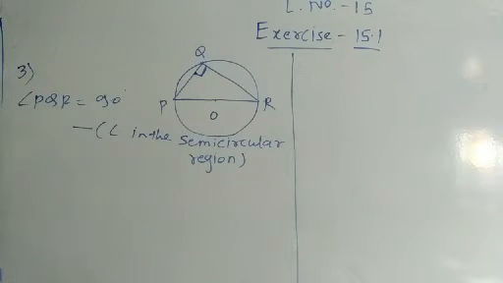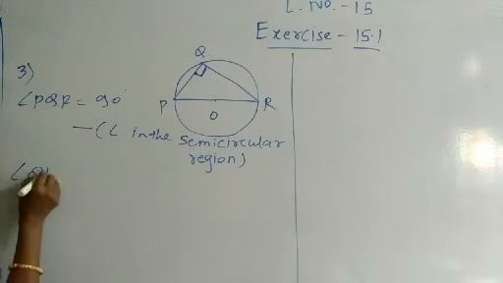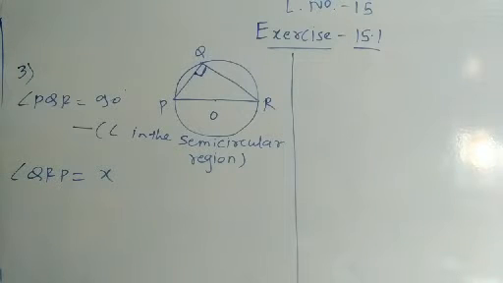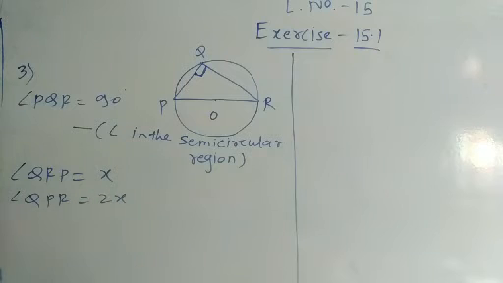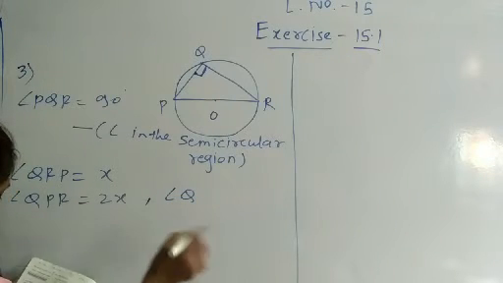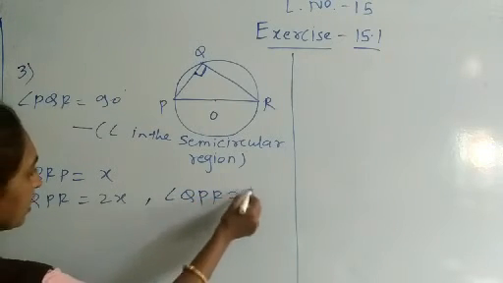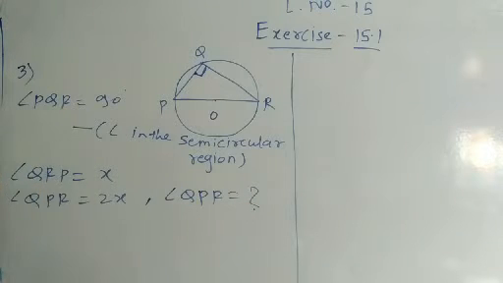Now next one. Now see what is given in the question. In the figure, PR passes through the center O of the circle, and angle QPR is twice the angle QRP. Angle QRP is not given, so that's why we consider it x. So QPR is equal to 2x. Now in this question we have to find the measure of angle QPR. Angle QPR is equal to question mark. So you already have 90 degrees, which is the angle in the semicircular region.